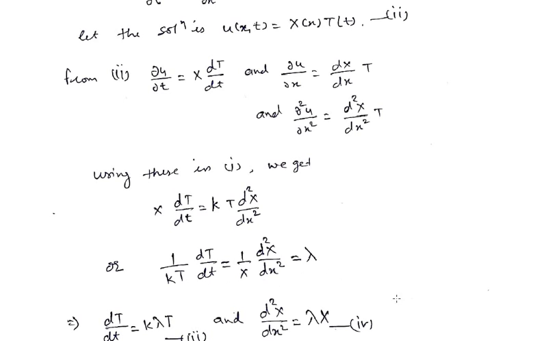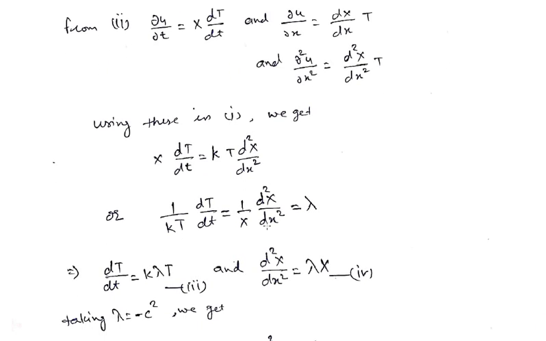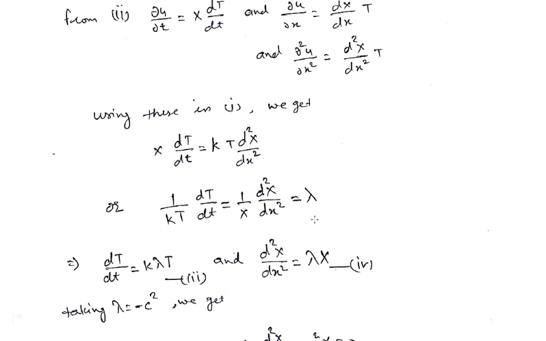Now using the first and third fraction we can obtain the value of capital T, and using the second and third we can obtain the value of capital X. Here we can choose the value of lambda. It might be positive, it might be negative or 0. So first we take lambda equals minus c square.